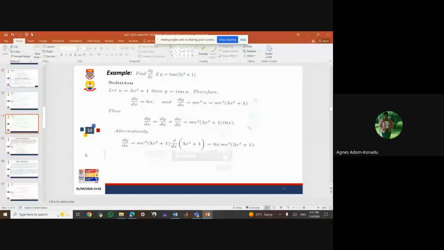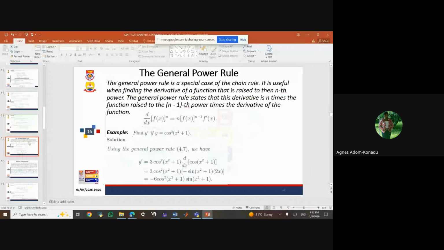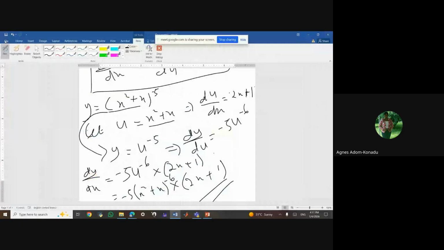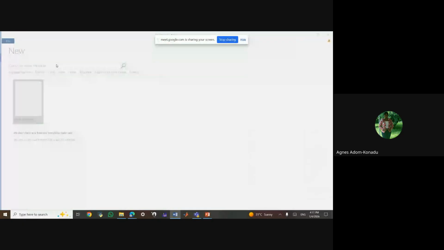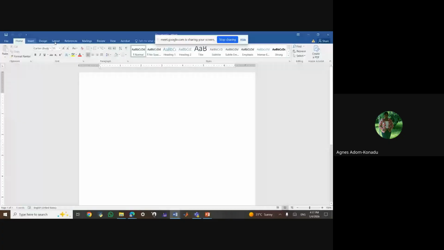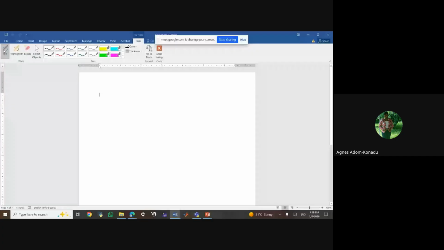So this is what he asked. We call it the general power rule. So the general power rule says that if I have a function f of x, then f of x is to the power n.